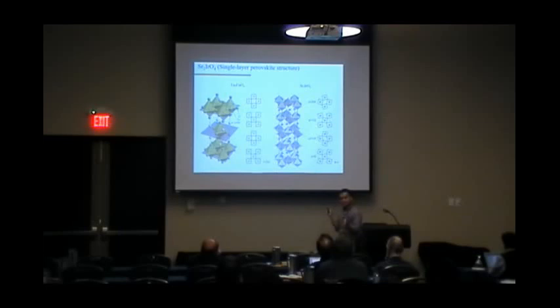Strontium iridate is a close structural analog. It's basically the same structure with the one adjustment that there's a sublattice canting. Every other iridium-oxygen octahedron twists in an opposite sense, forming a two-sublattice structure. But otherwise, the structures are isomorphic to one another.